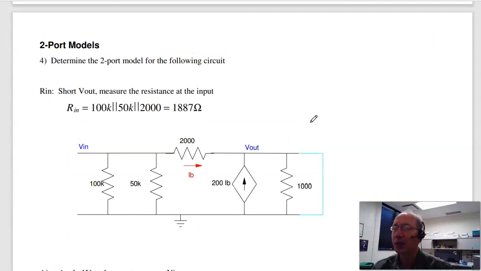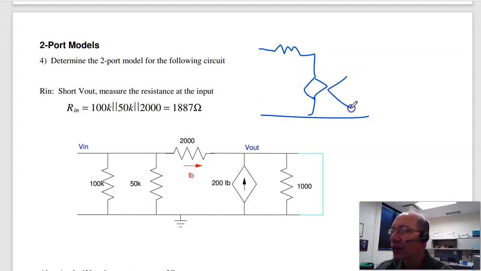So that's problem 3. Problem 4 is where it gets fun. These are the two-port models. A two-port model is just a Thevenin equivalent. What I like doing is think about the two-port model that looks like this. You got the Thevenin equivalent at the input. There. Thevenin equivalent at the output.